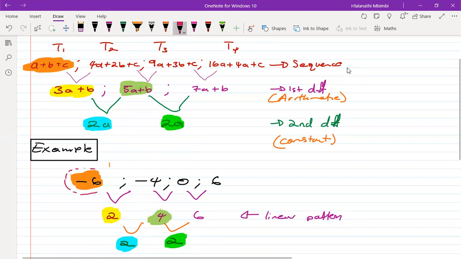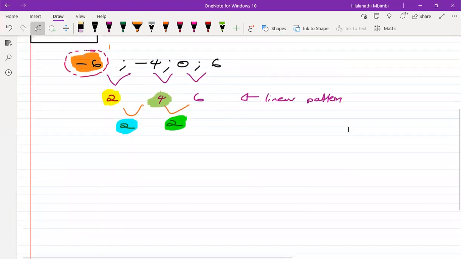pattern, whether you are given it in numerical order, has its true value. Minus 6 is made by A plus B plus C. This 2 is made by 3A plus B. This 4 over here is made by 5A plus B. Now you'll see that. So let's try to find the general term.